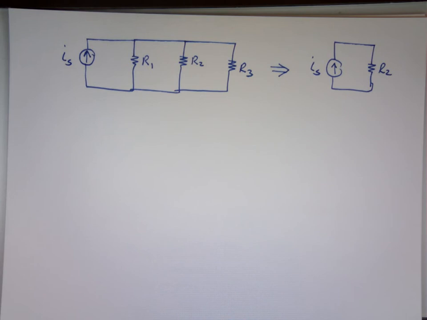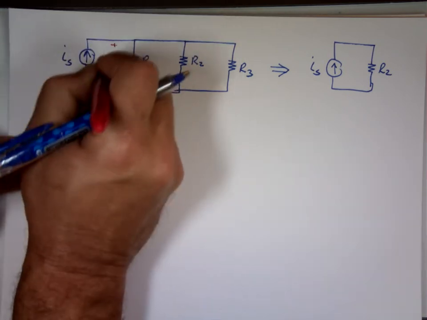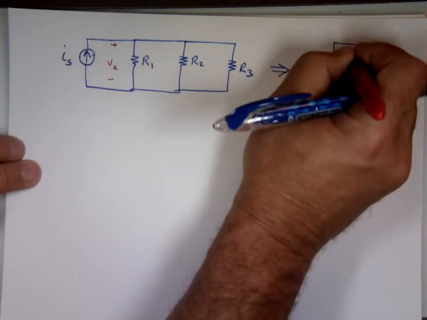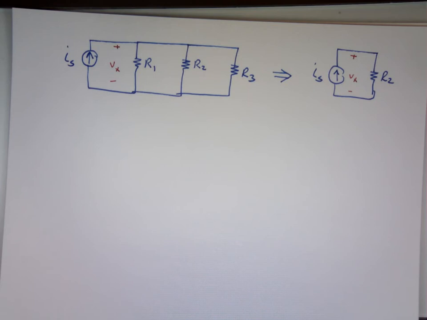Now, if I call this voltage Vx, then this has to be Vx. So can you find, oh, R sub T, not 2, total.